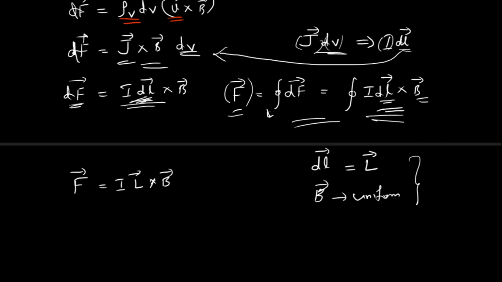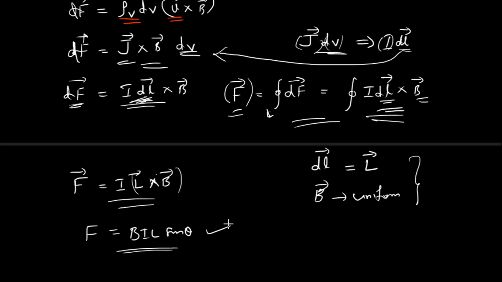Agree? Because I know the length, there is no need to integrate over the length from some value to some value. And the B vector is uniform, so it is not going to vary, so there is nothing to integrate there. I can bring this out of the integral. So F is I L cross B. Now if I apply the cross product rule, L cross B is the magnitude of L times the magnitude of B multiplied by the sine of the smallest angle between them. So I get F as B I L sine theta.